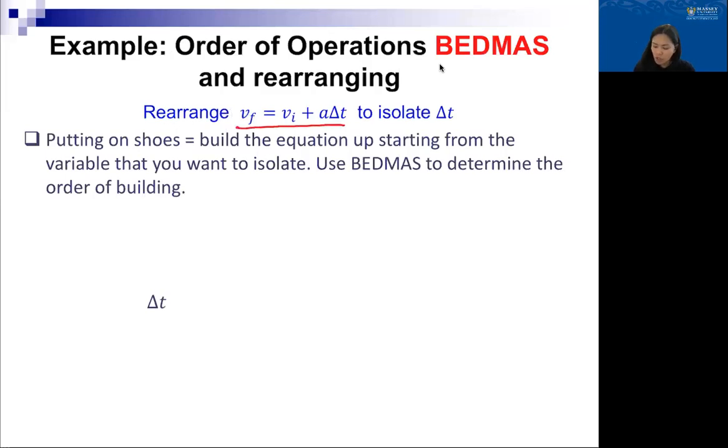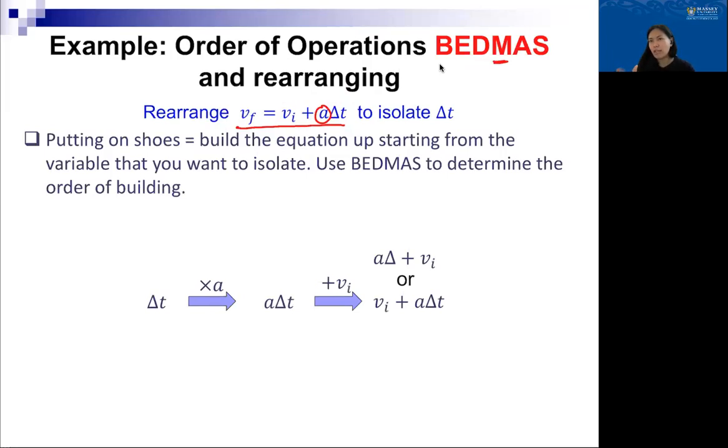Starting from delta t. So we see that there's an A multiplied with delta t. So if we multiply delta t with A, we have A times delta t. So essentially, we've built up this part of the equation, A times delta t. Right. We multiplied with A first because BEDMAS says that multiplication comes before addition. Right. So that's why we multiplied delta t with A first. And then we add VI to have A delta t plus VI.